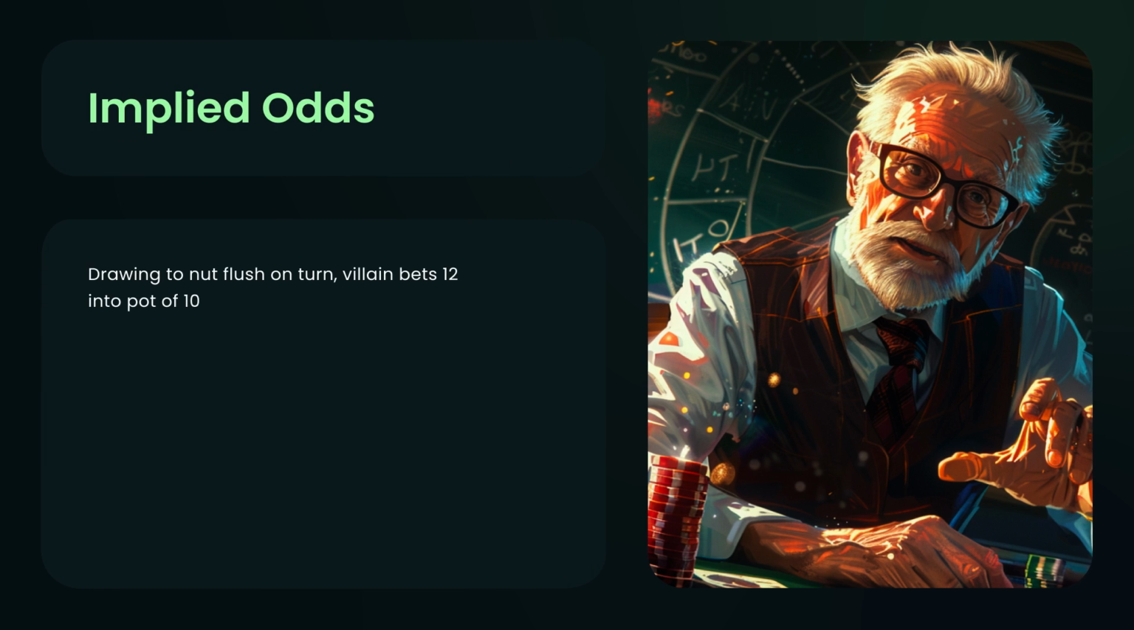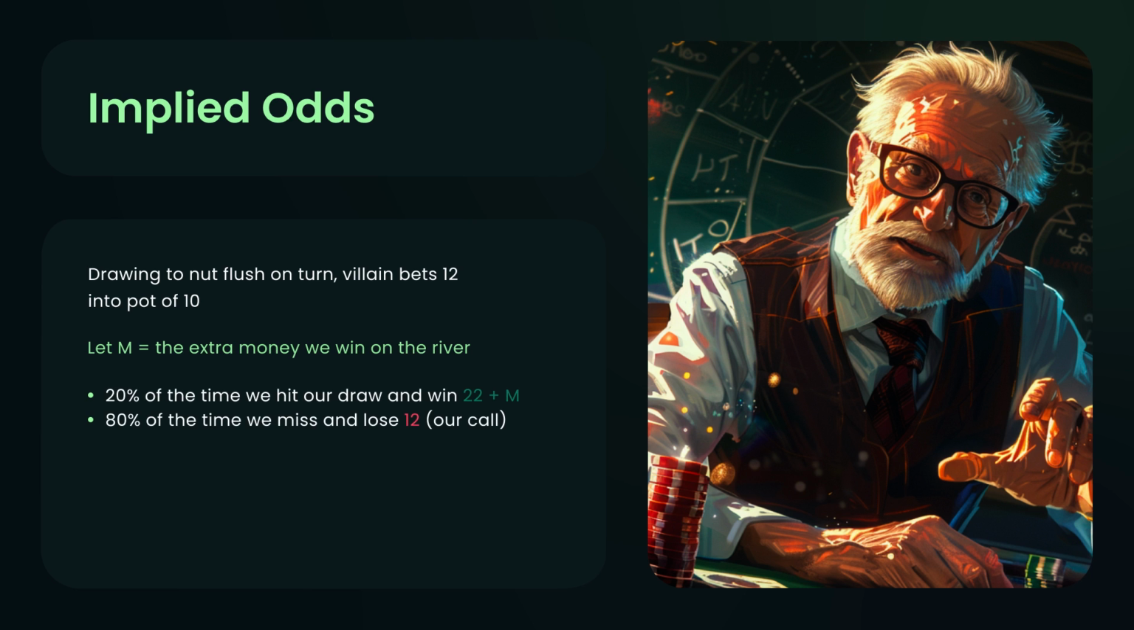Imagine you're drawing to the nut flush on the turn. Villain bets 12 into a pot of 10. Let M equal the extra money we win on the river when we hit our draw. Now, 20% of the time we hit our draw, and we're going to win 22 plus M. So we'll win the 10 pot, the $12 bet, as well as any extra money M that they put in. 80% of the time we miss, and we lose our $12 call.